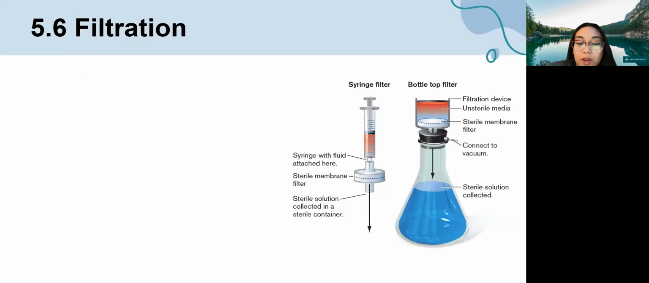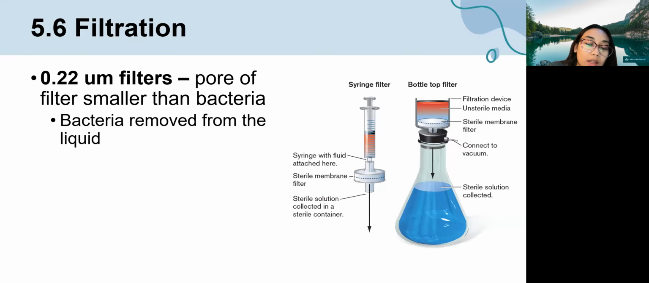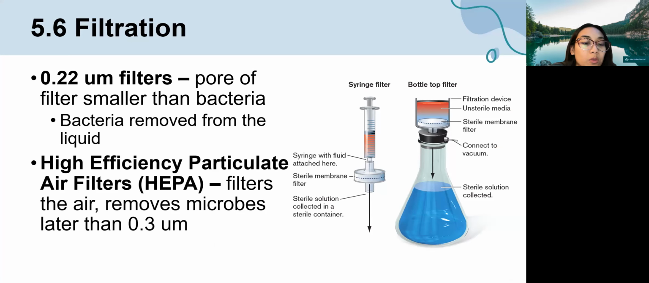Okay, another way that we can get rid of microbes is through filtration. So again, we also talked about this in the lab. We can put liquid through a filter, usually 0.22 micrometers, and those pores of the filter are so small that even the bacteria cannot pass through. And so when you push the liquid through, the liquid that comes out is sterile because there's no bacteria. Okay, and then of course we can do this with air, so through HEPA filters.